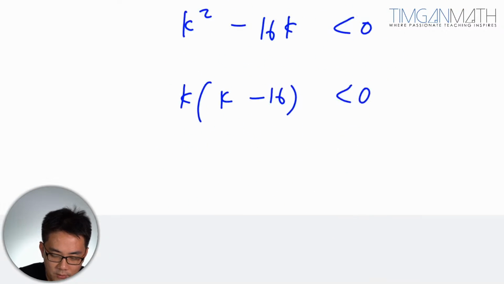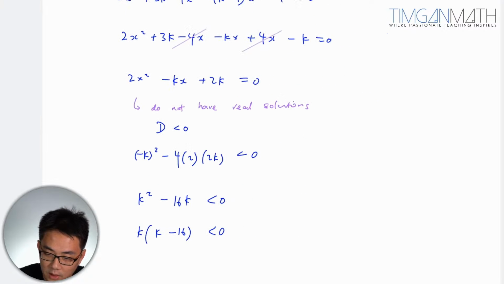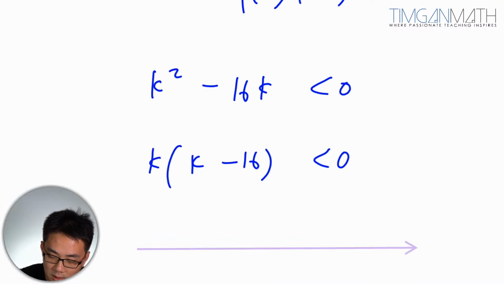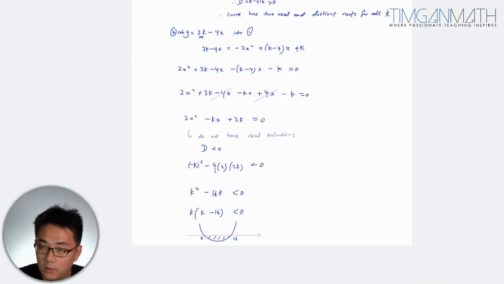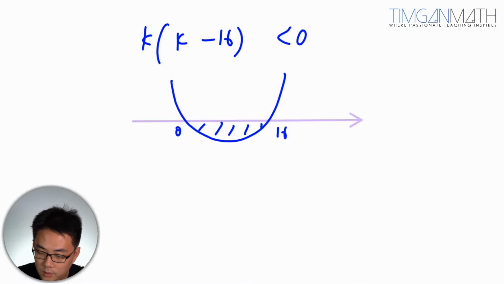And after which we need it to be less than 0 here. So draw it out. This will be a quadratic inequality here, 0 and 16, and you need this to be here. Okay, so in other words, k will be between 0 and 16.